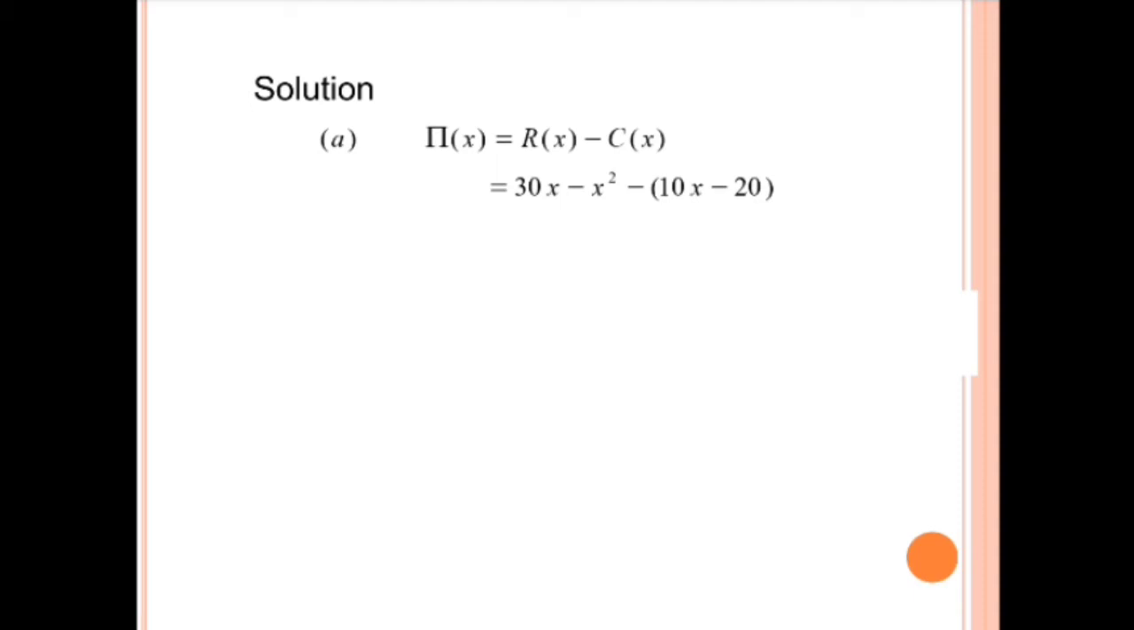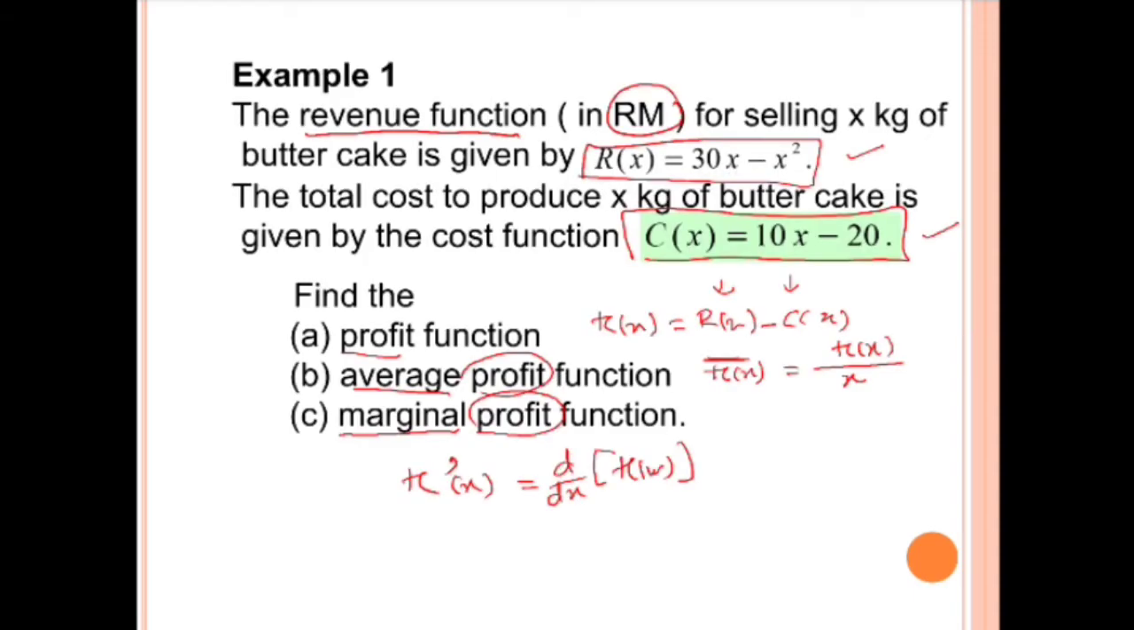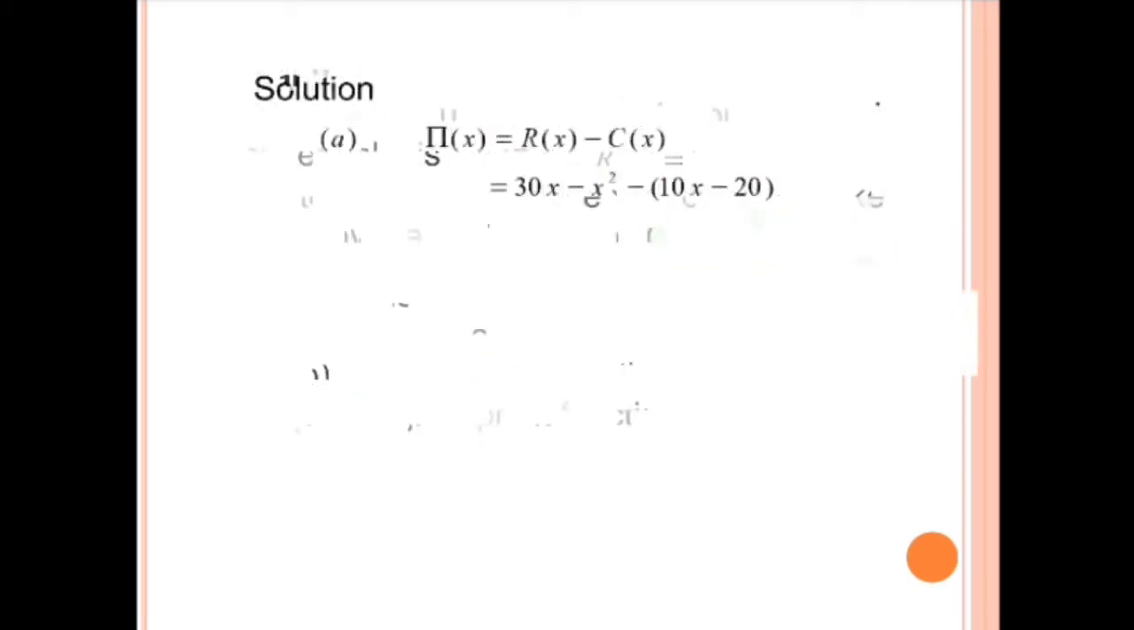Okay, let's solve this. To find the profit function, just substitute your revenue function, 30x minus x squared, subtract 10x minus 20. Open the bracket, make sure there's a bracket here before you write your cost function, because students always get careless mistakes here since there's a minus sign outside it. After you expand the negative sign, and then you simplify, your profit function will be like this.